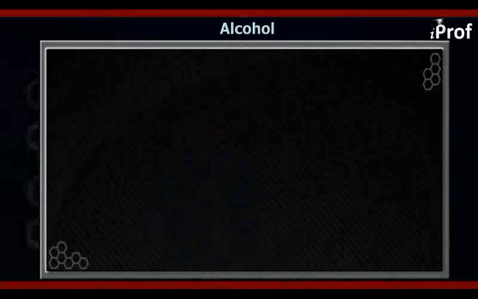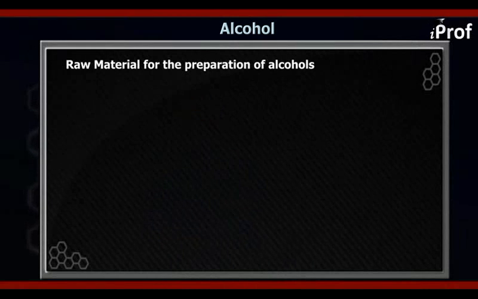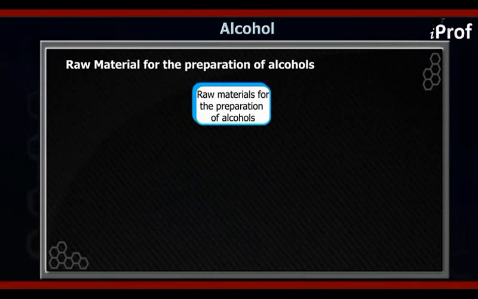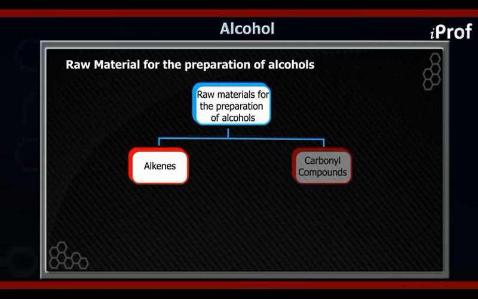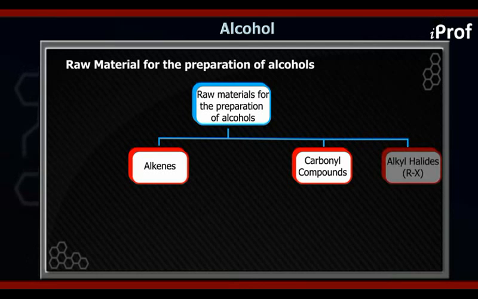Yes. Three types of raw materials. The most important raw material we have is the alkenes, first of all. The second raw material we have is the carbonyl compounds, and the third raw material for the preparation of the alcohols we have is the alkyl halides.